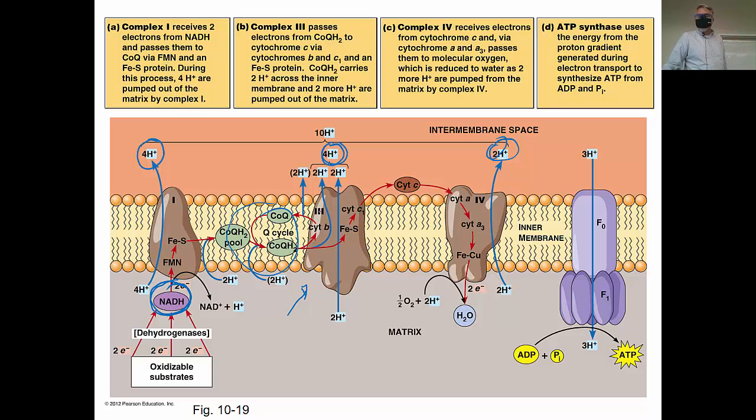So we're going to pick it up with what happens next, because those protons want to go back into the matrix. That's favorable for them to move down a concentration gradient. We're going to link that to the unfavorable process of creating ATP from inorganic phosphate and ADP.